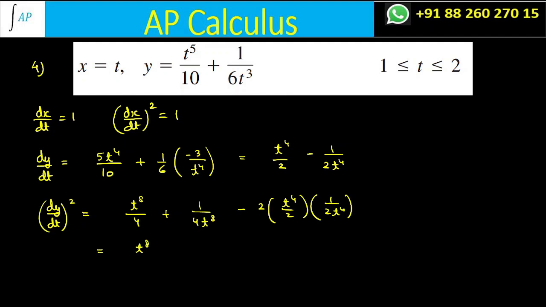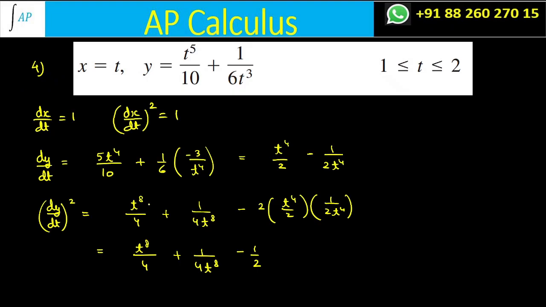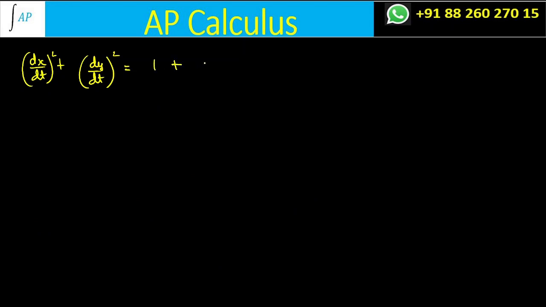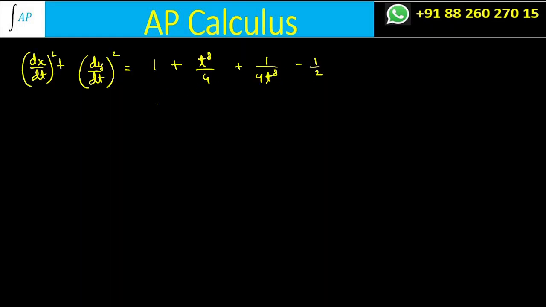If you simplify this again, it will be t power 8 by 4, plus 1 by 4 t power 8. This 2 will get cancelled out, and t power 4 will also get cancelled out. It is simply minus 1 by 2. Now let's add both of them. So dx by dt whole square plus dy by dt whole square, if you add them, it will be 1 plus t power 8 by 4, plus 1 upon 4 t power 8, minus 1 by 2. So this 1 minus 1 by 2 will become positive 1 by 2.